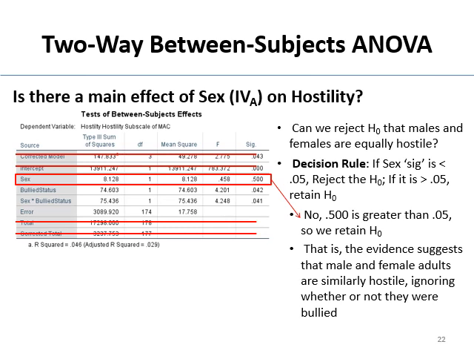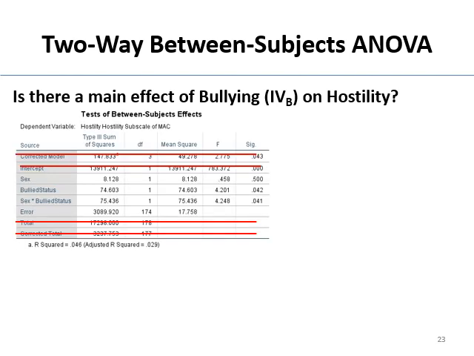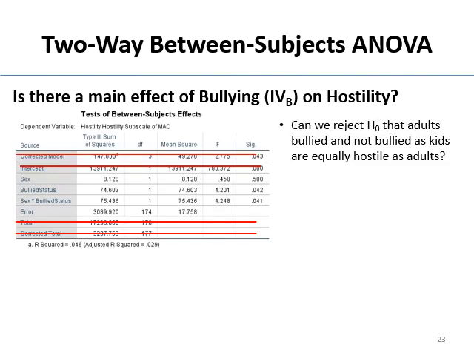And again, this ignores whether they're bullied or not. Okay, this is just males versus females. That's all it is. It's a main effect. So how about a main effect of being bullied or not? This ignores the fact that there's males and females and just takes all the bullied people, lumps them together, compares their average hostility to the whole bunch of people who are not bullied. Where's that? Well, it's the bullied status row.